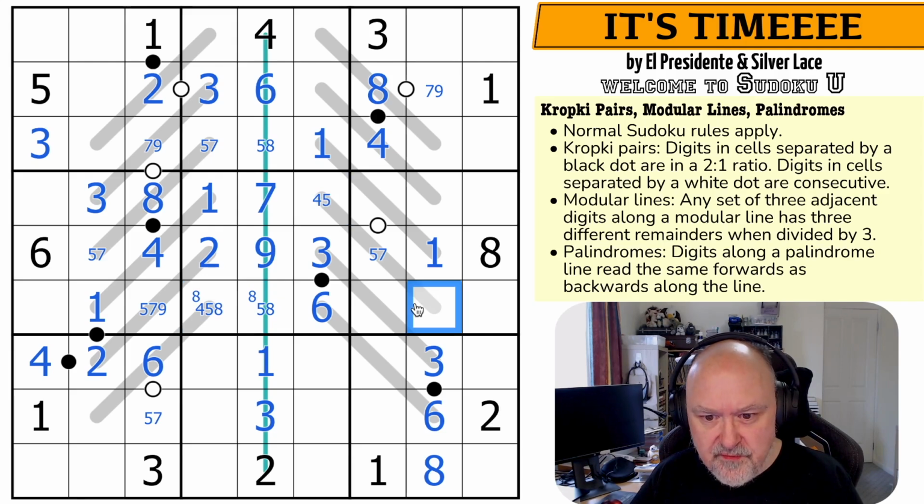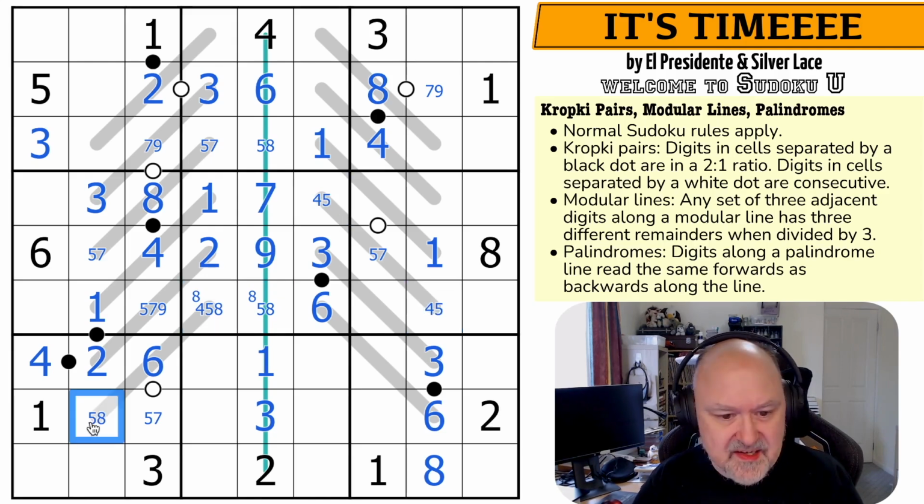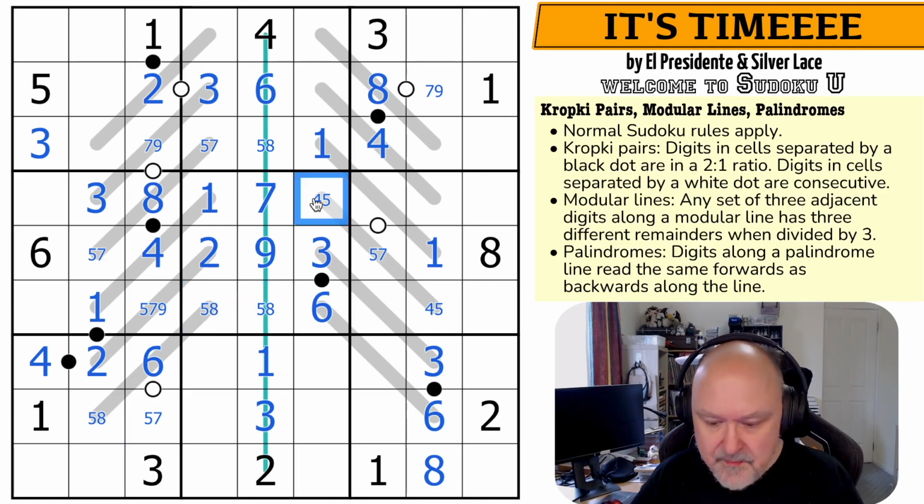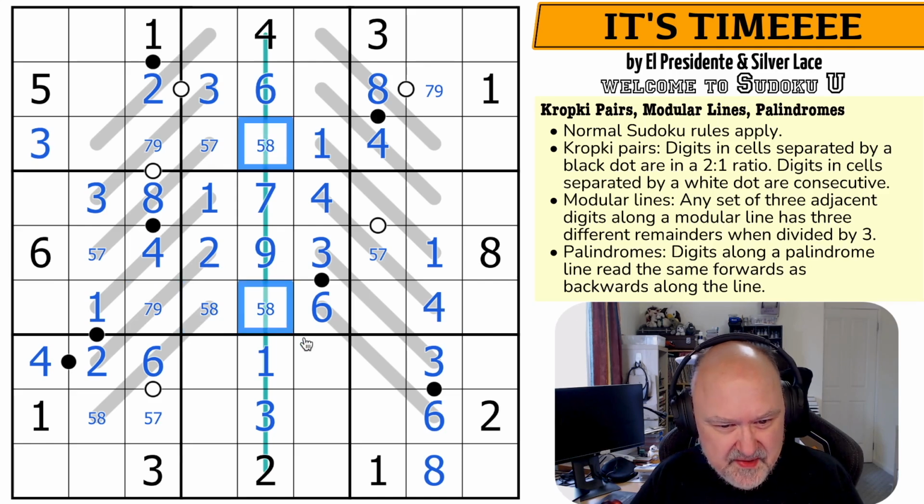Can I resolve the 4, 5? This is 4 or 5. This is 4, 5, or 8, and it can't be a 4. So there's no 4 there. This is a 5, 8 pair, making that the 4. The 5, 8 pair takes 5 out of there. It's a 5, 8 pair, but that's nothing new. I don't think that's news.